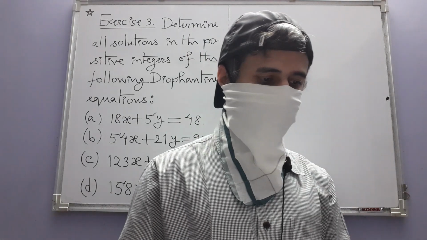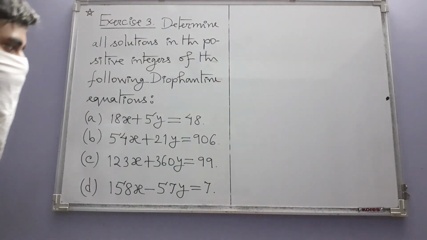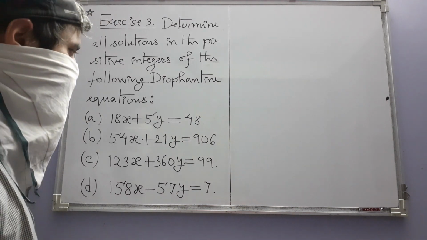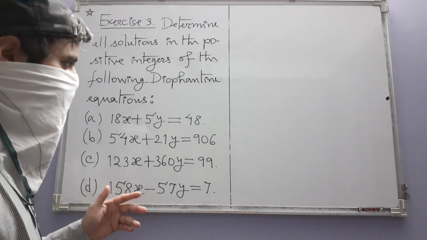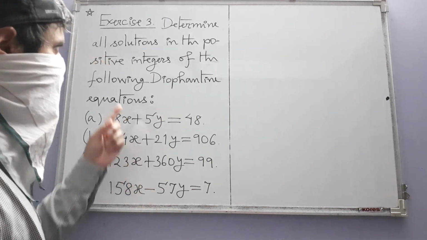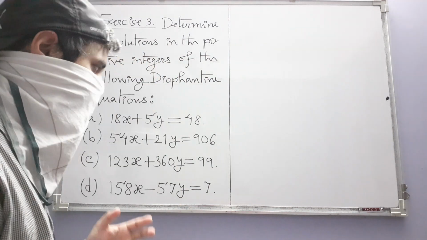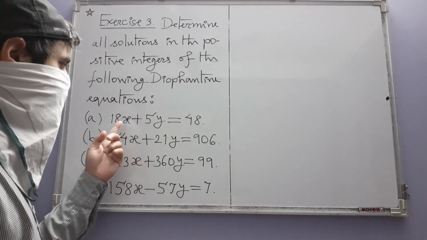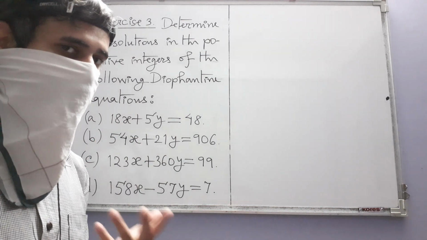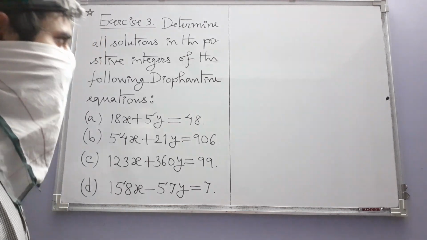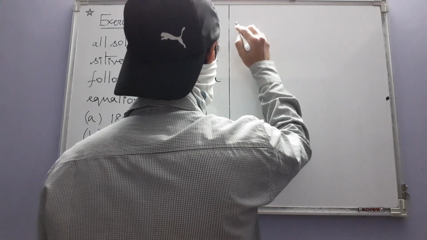Okay, so let's continue with our Diophantine equation solutions. Here we have 4 Diophantine equations, and we have to not only solve them, but in fact find all positive integer solutions, that is those solutions in which both x and y are positive integers. If such solutions exist, we have to find them. So let's see our solution.